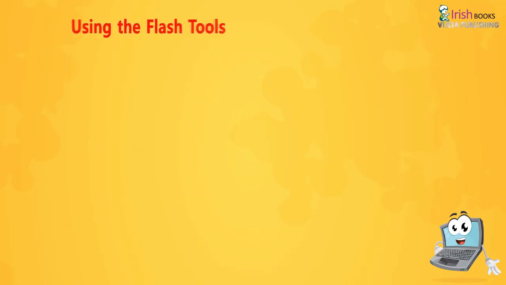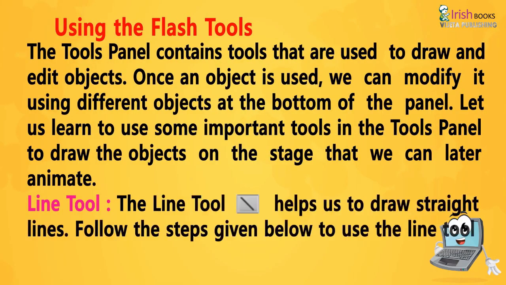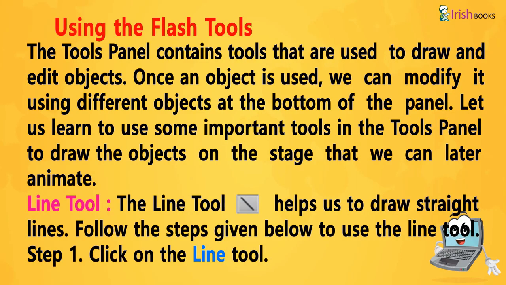Using the Flash tools. The Tools panel contains tools that are used to draw and edit objects. Once an object is used, we can modify it using different options at the bottom of the panel. Let us learn to use some important tools in the Tools panel to draw the objects on the stage that we can later animate. Line tool.